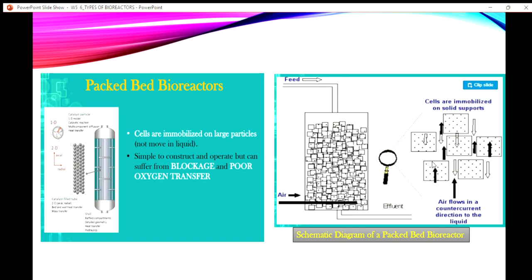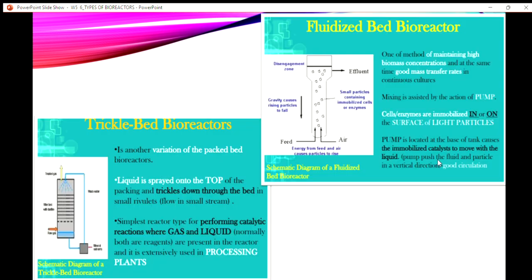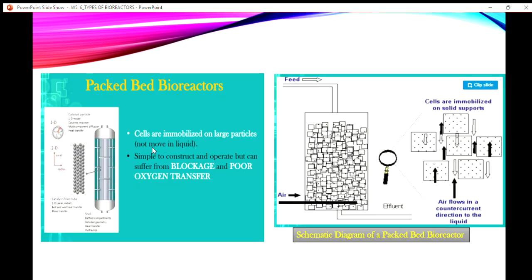Okay, product occurs here. Any formation of product or substrate utilization occurs here because the cell is at the top of the porous material. Okay, here it trickles back.